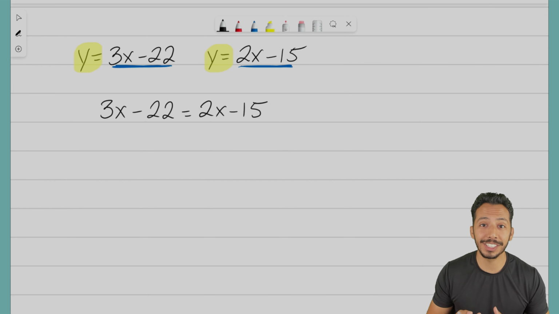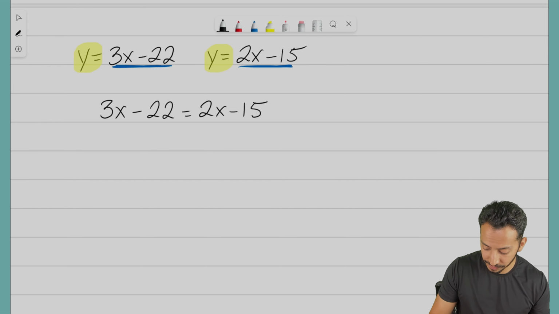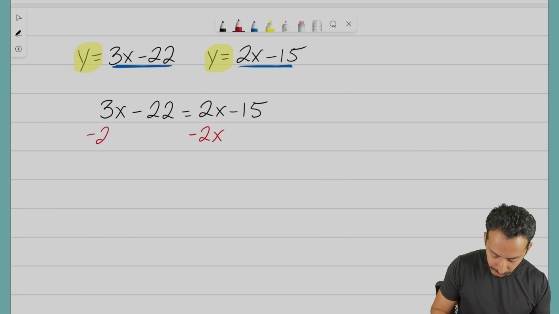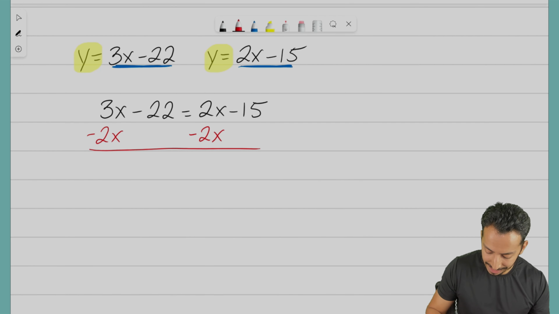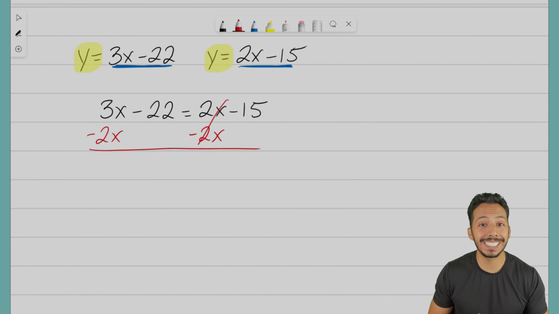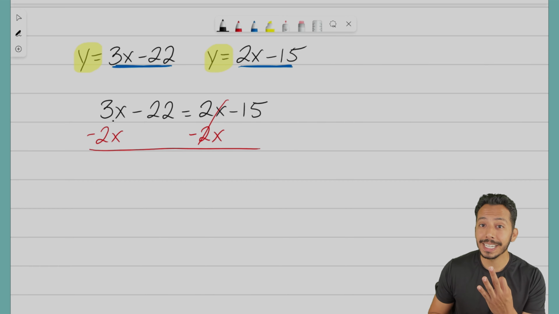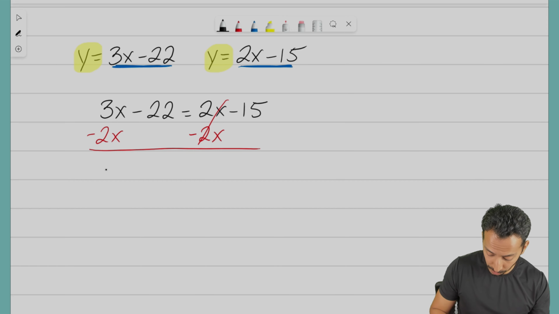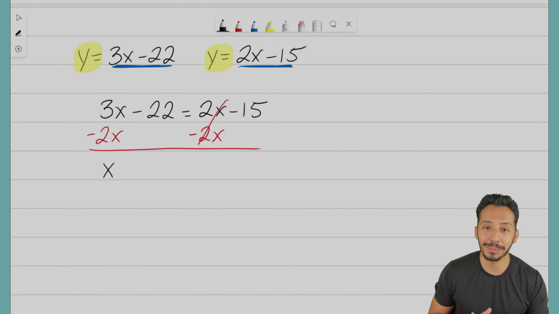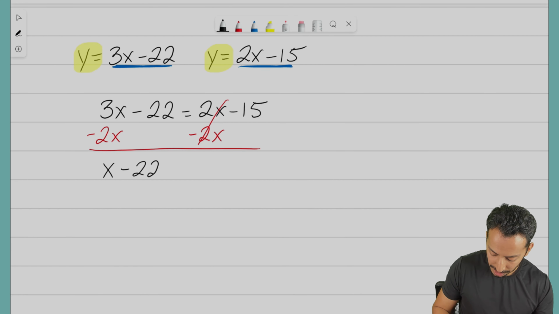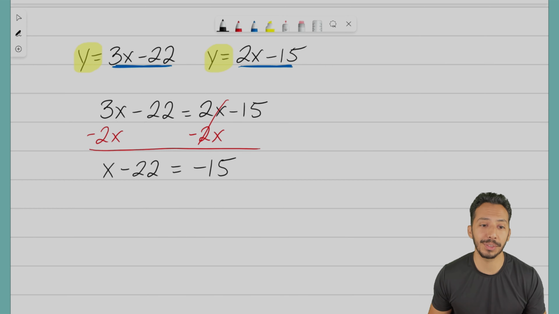And that's what we're gonna do. So let's isolate our x variable. I'm going to take the 2x on the right side and subtract it over to the left side, because those 2x's are going to zero out on the right side. And notice what I have here. 3x take away 2x is going to leave me with one x term. I still have the minus 22 and it's still equaling negative 15. Now I've isolated the x term.